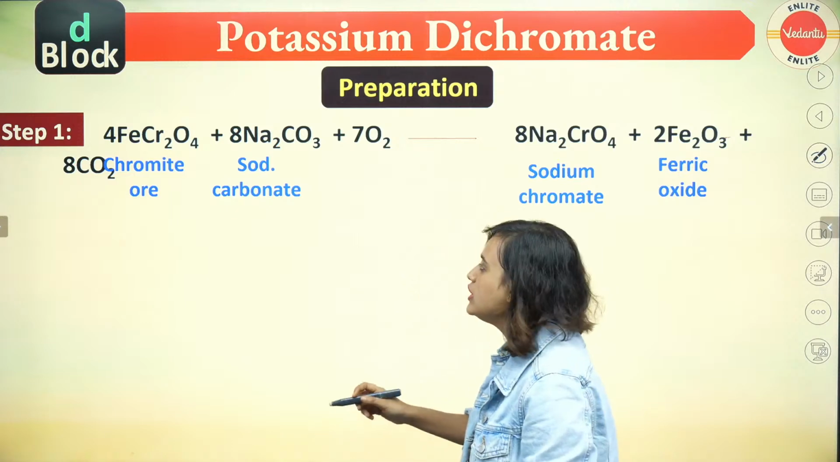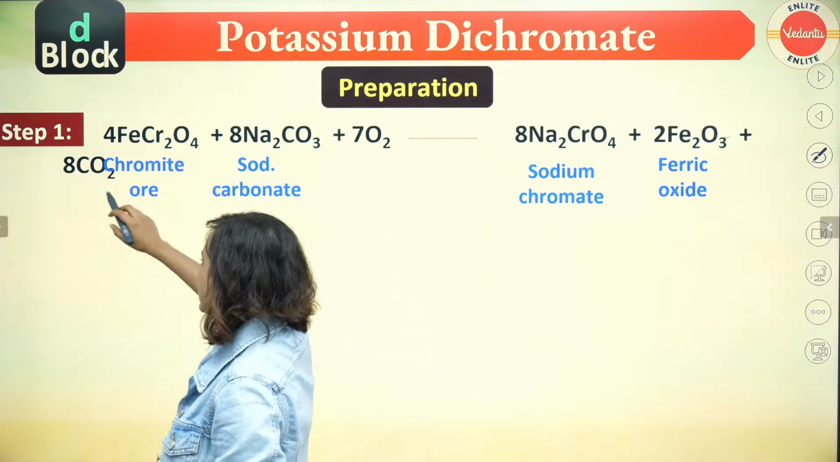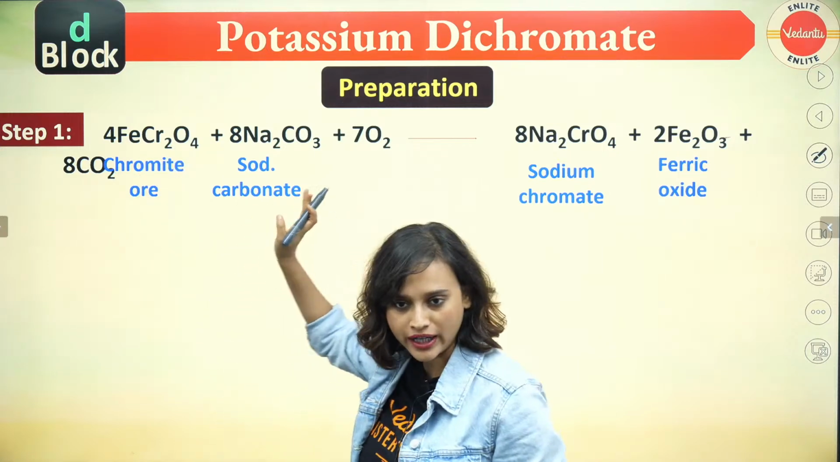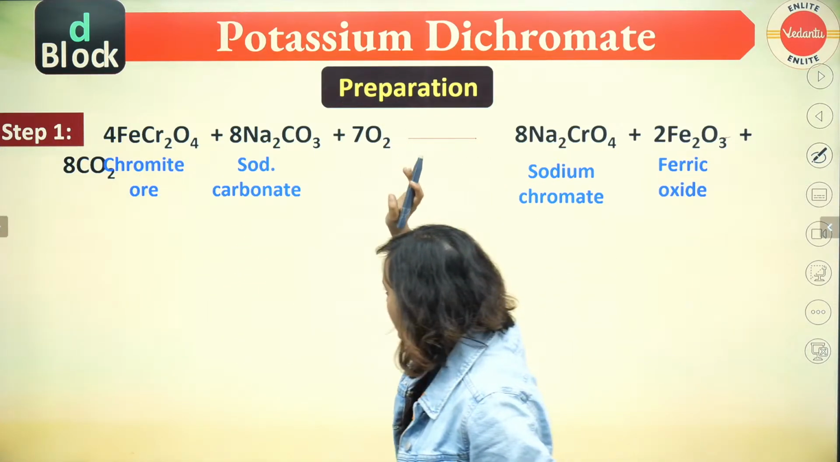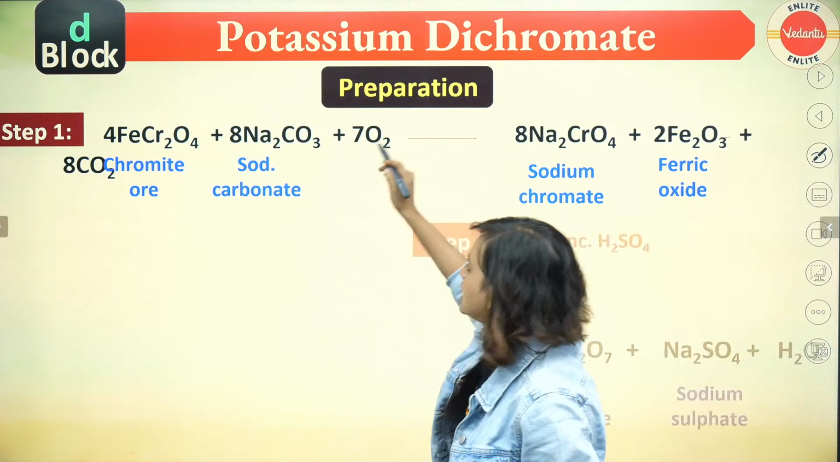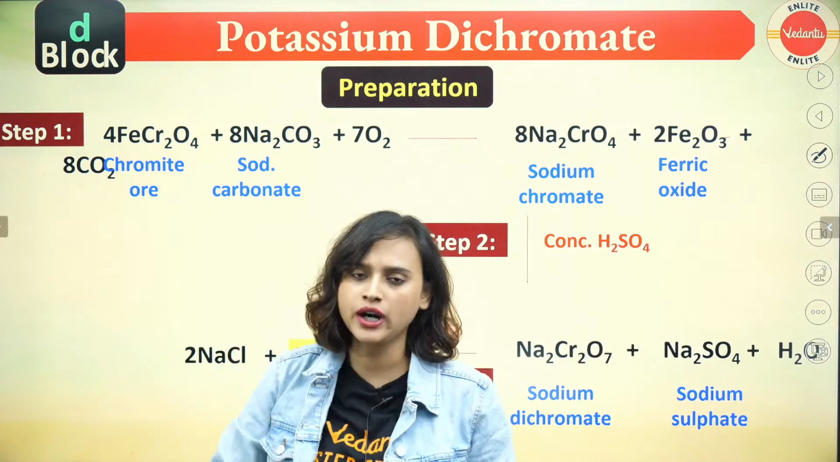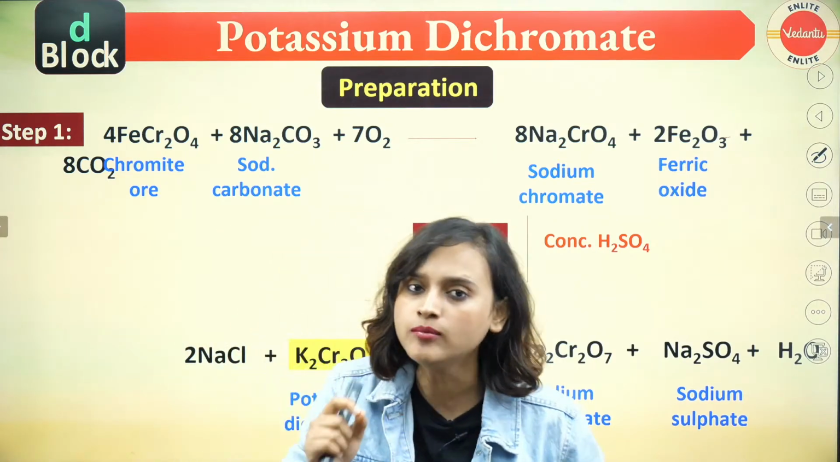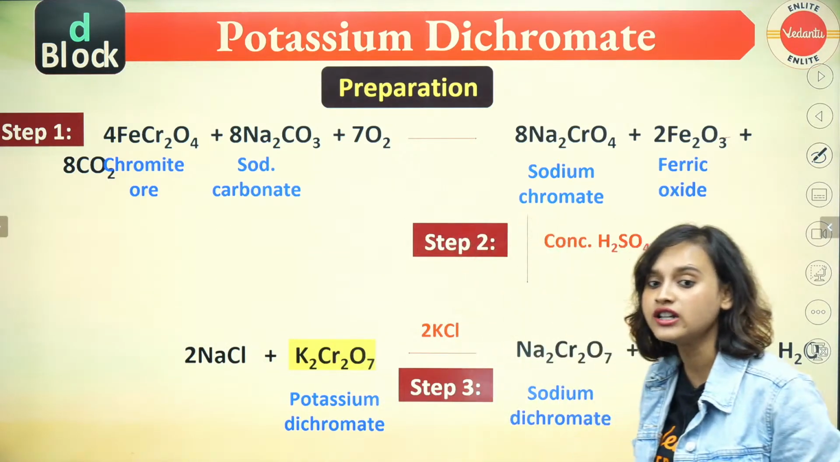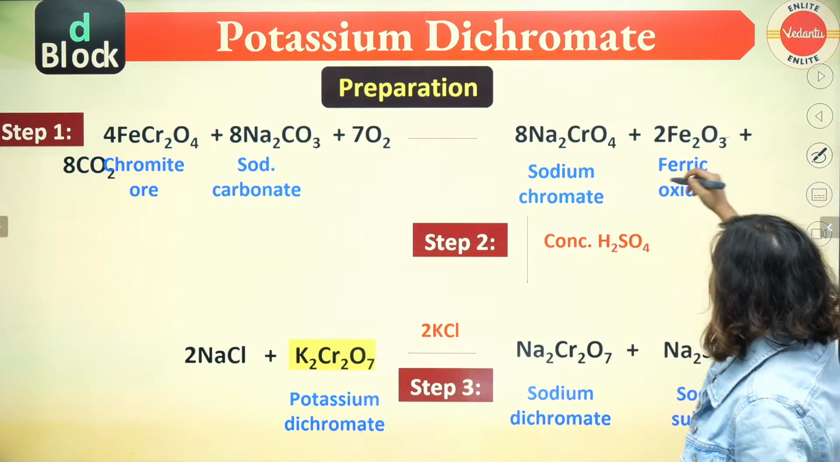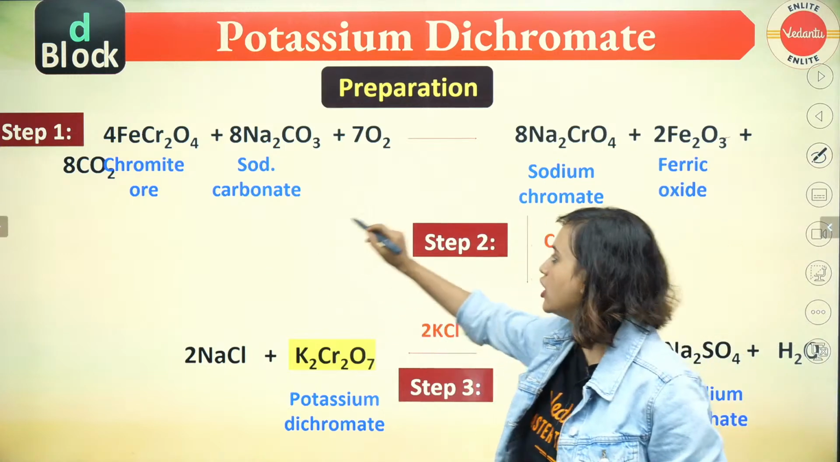Now we are going to take chromite ore here, FeCr2O4. That's your chromite ore. When you treat chromite ore with sodium carbonate and oxygen, you get sodium chromate. Sodium chromate, ferric oxide and carbon dioxide will come out here.